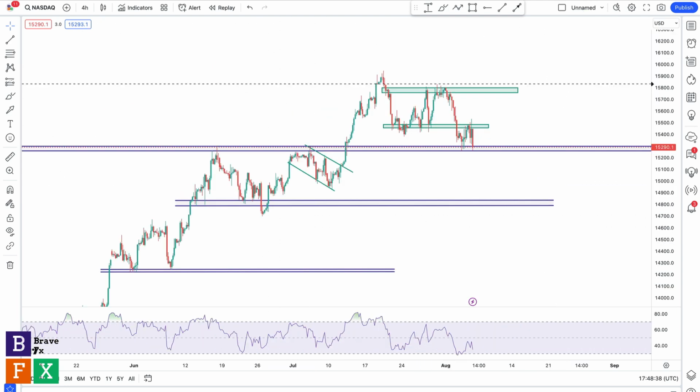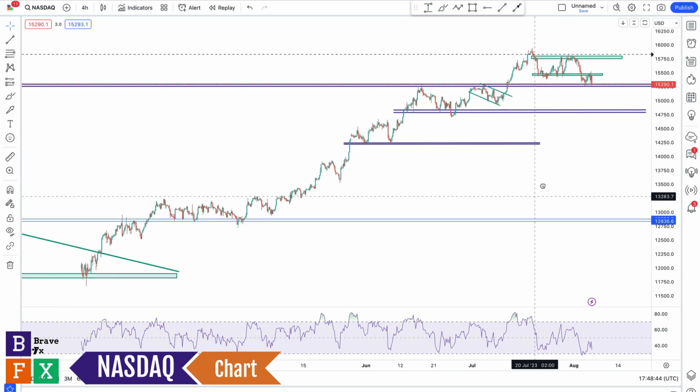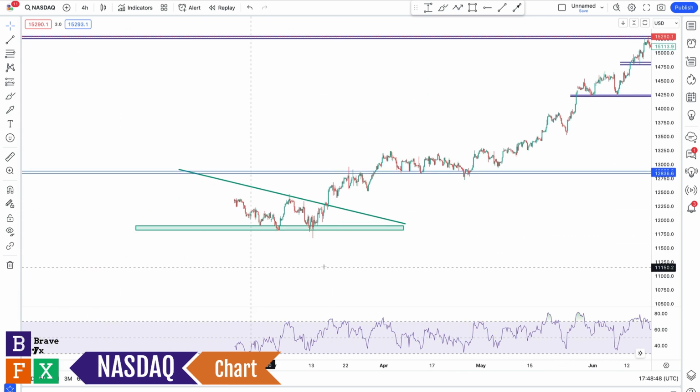Moving on, we're going to talk about Nasdaq. So Nasdaq has been on a rampage, like a massive bullish move all the way from these lows. In fact, since the beginning of this year, we've been seriously bullish, right?